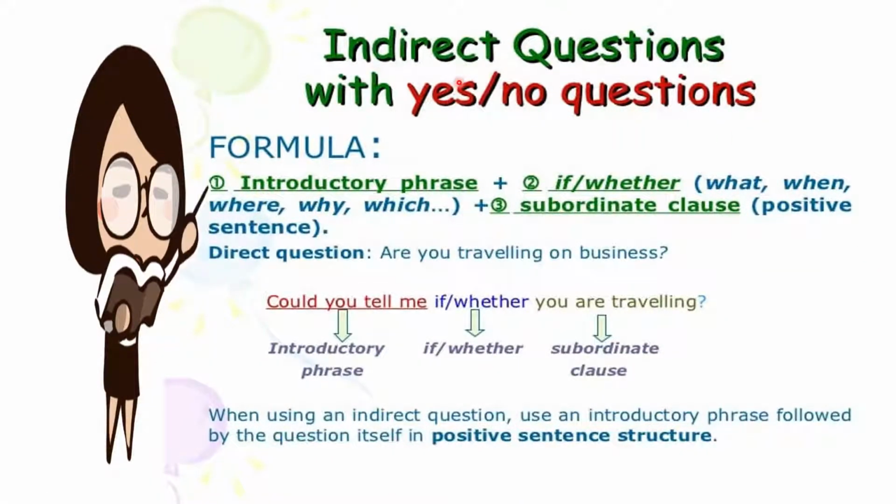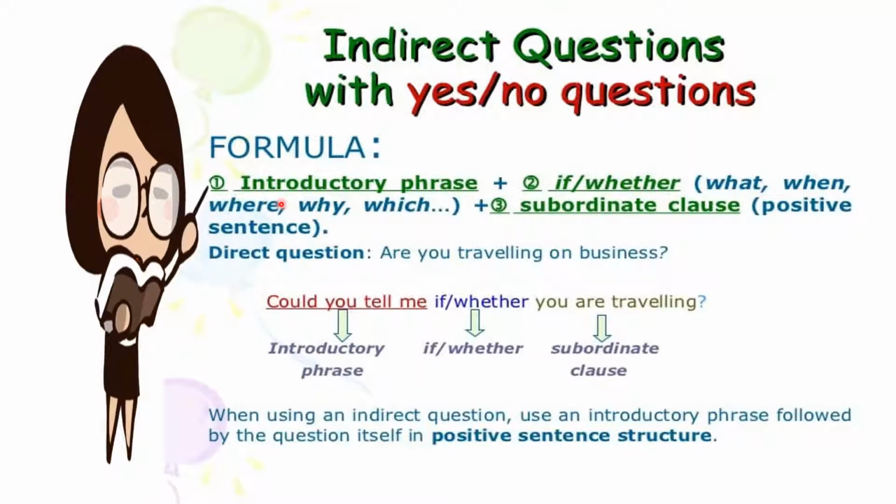What about indirect questions with yes or no questions? Like, are you okay? Are you traveling on business? That's one. The questions you want to ask someone else, and the answer is yes or no. That's what we call yes or no questions.